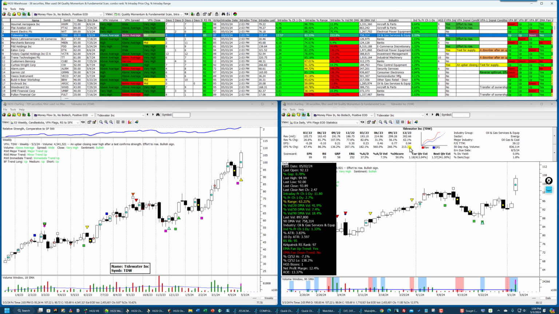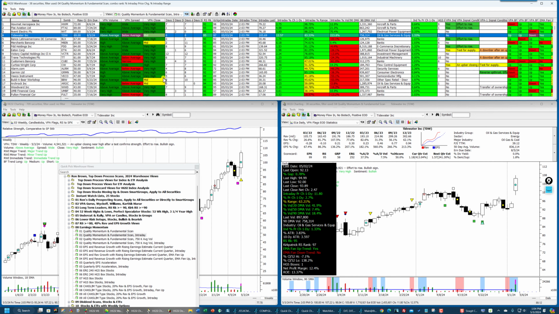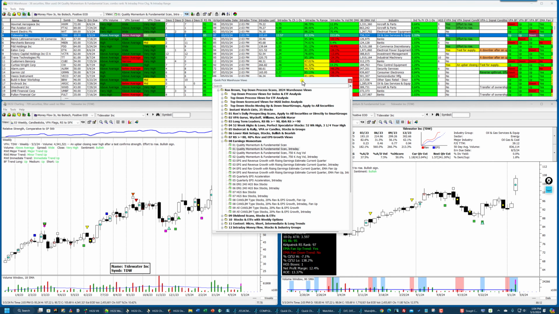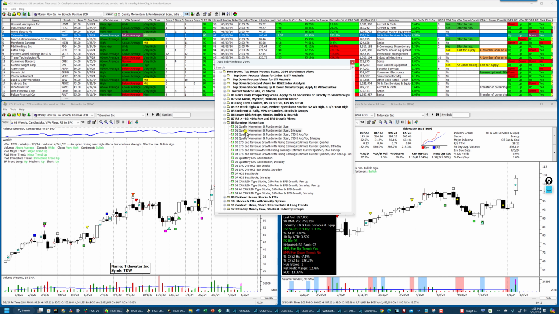And look at the earnings growth on this. This was before it reported today. Well, it reported yesterday, I believe. Anyway, look at it. It's moving up. Another nice weekly chart here and then a pullback, a test, and then a confirmation of that test as it moves higher. So this is just one of the scans, quality, momentum, and fundamental. You can go through these yourself.